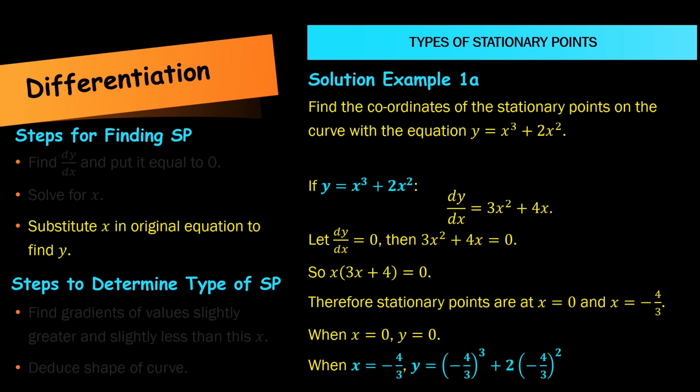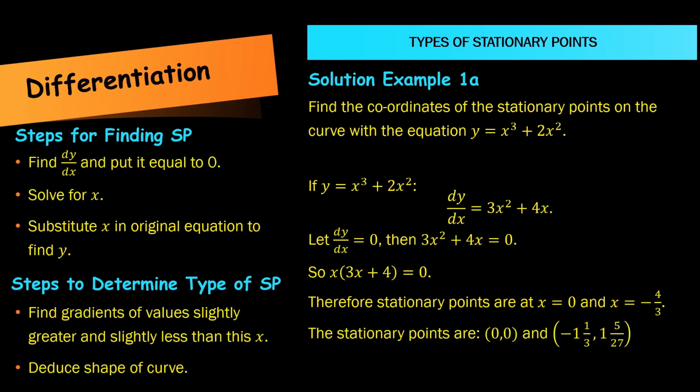And when x equals minus 4 over 3, we simply substitute this value into the equation for y and simplify to obtain y equals 1 and 5 over 27. So the stationary points are at (0, 0) and (minus 1 and a third, 1 and 5/27).